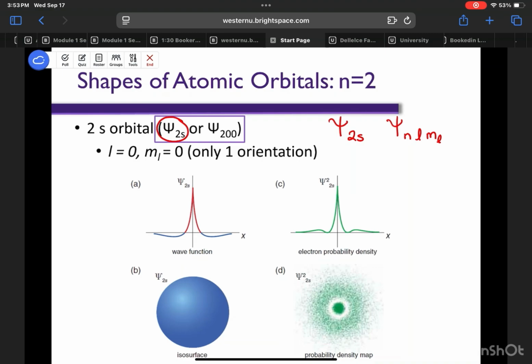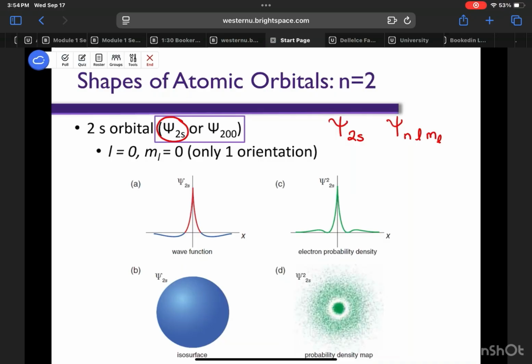On this slide, we're talking about 2s orbitals. The ML option for the 2s orbital is just 0. There's only one way to have a 2s orbital. The 2s orbital is very similar to the 1s orbital, except it's bigger. It's still a sphere, kind of just like a ball, but it's larger and it has one node.